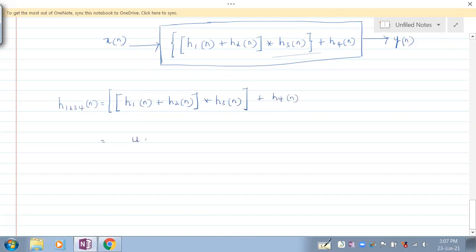h1 of n is u of n. And h2 of n is what? u of n plus 2 minus u of n. So that is what you have within the bracket. This is being convolved with h3 of n. What is h3 of n? h3 of n is given to be delta of n minus 2. Let's put this in flower brackets, you will have better understanding.